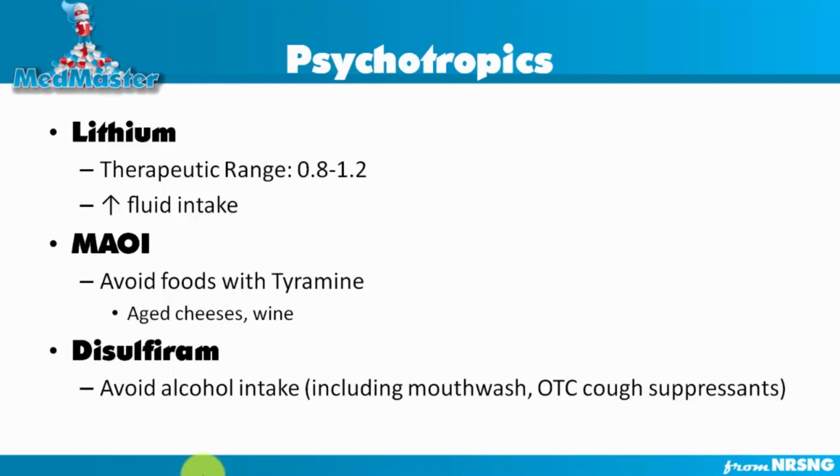Another one is disulfiram. Disulfiram is an awesome drug. I like it because we give it to patients who, it's called anti-abuse. I think that's a really easy name to remember because it's like anti-alcohol abuse. So we give it to patients who are alcoholics, to try to help them stop drinking alcohol. Because of this, they need to avoid alcohol intake of all kinds.